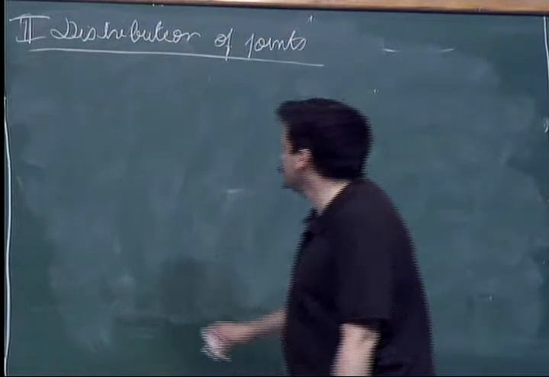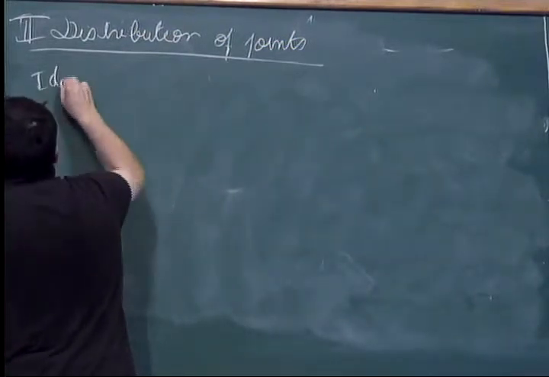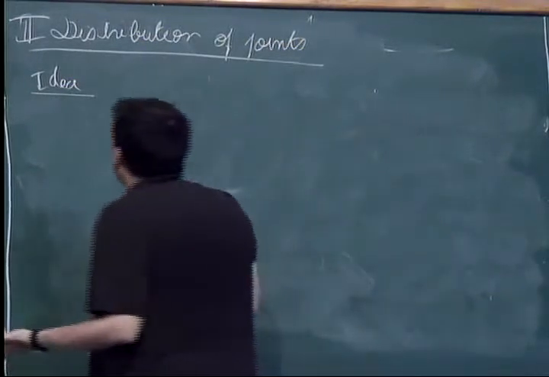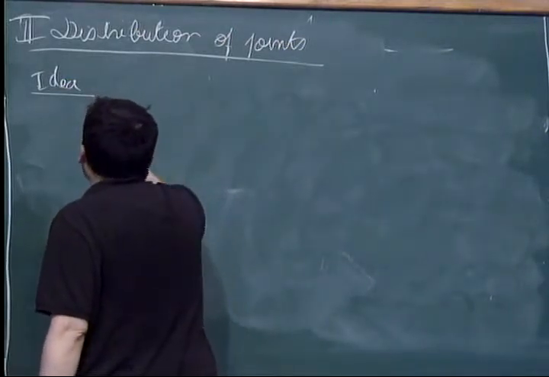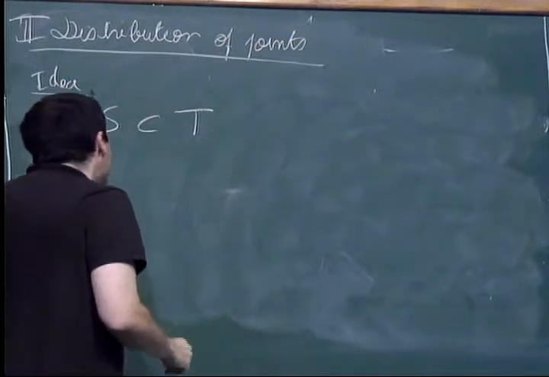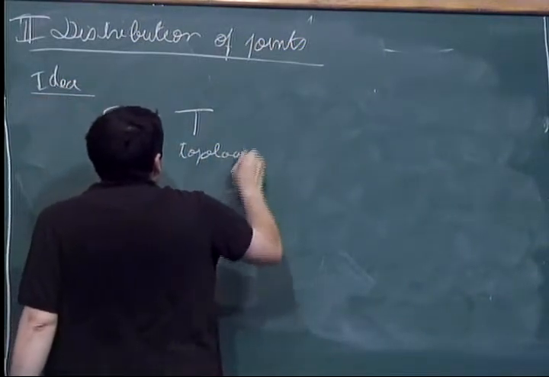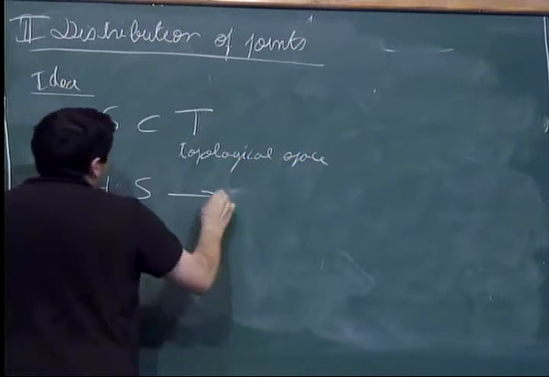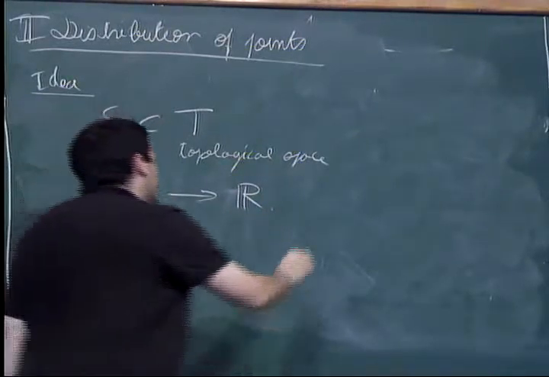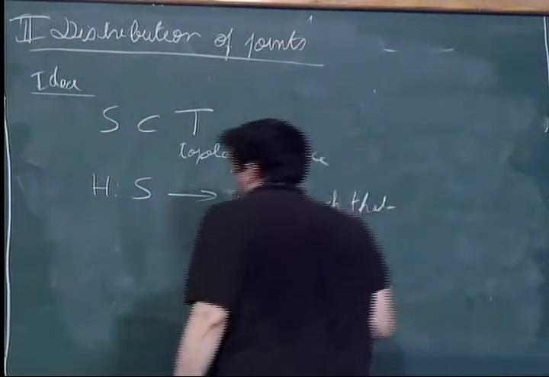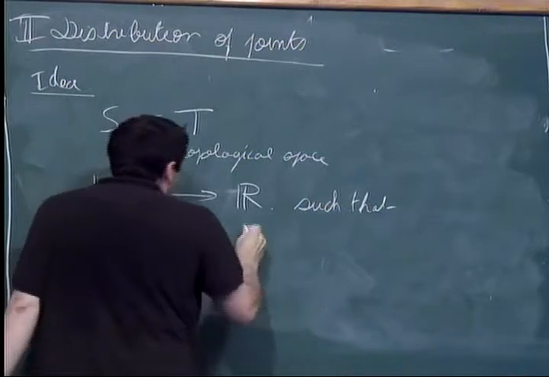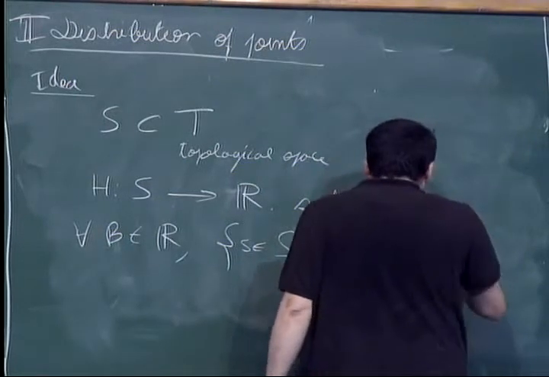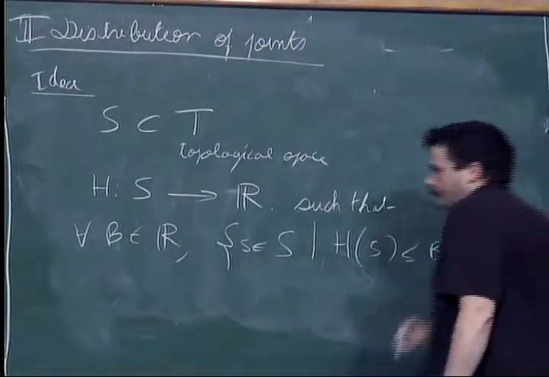Well, the idea is the following one. We can put it in a very general way. So imagine that we have some set S which is contained in some topological space T. And we have a function h which goes from S to R such that for any b in R, the set of little s belonging to capital S such that h of s is less than b is finite.